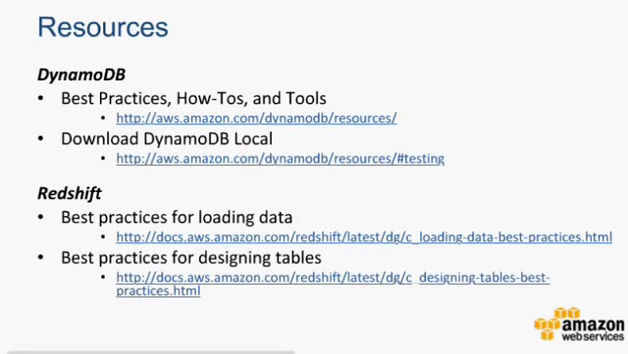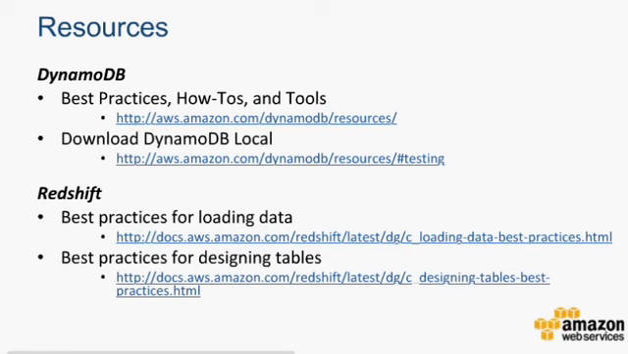So that's most of what we have today. I've just put some resources on the screen as well as a final, maybe some links that are of interest. We've recently launched a best practice how-to and tools page in DynamoDB, which is just /resources from the DynamoDB page. And on that page, there is a testing area where you can download DynamoDB local. We always recommend that. It's been highly requested, and obviously a lot of development occurs on laptops. So that's a great area to look at.